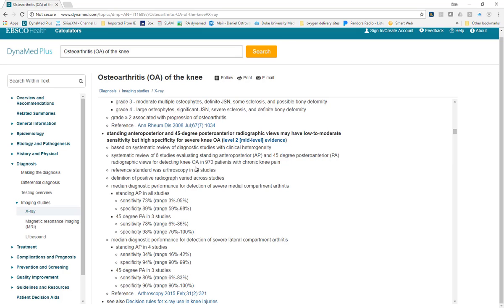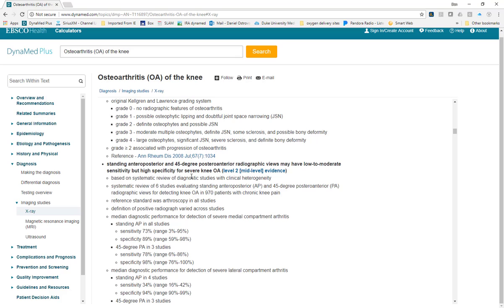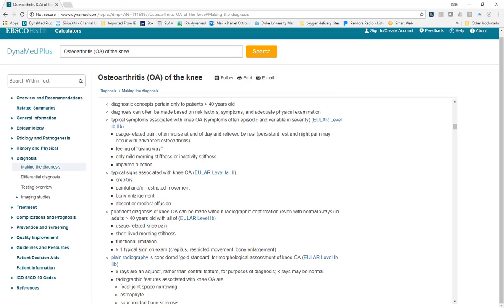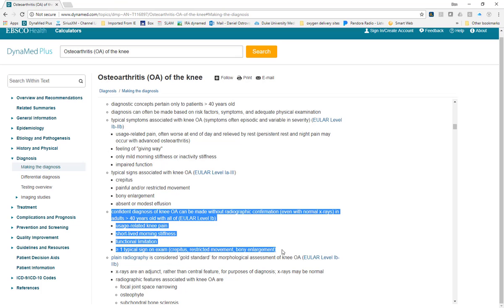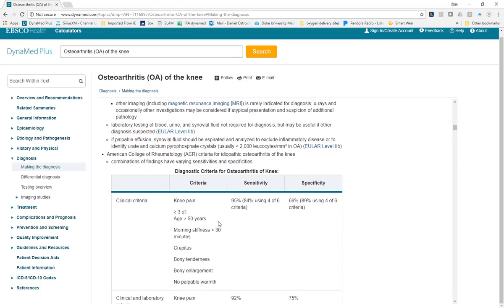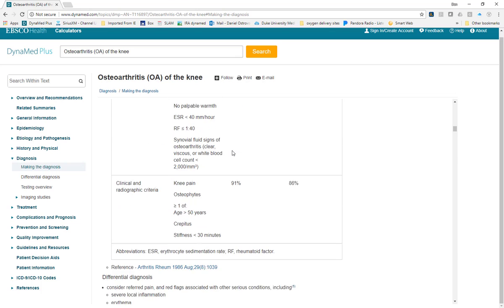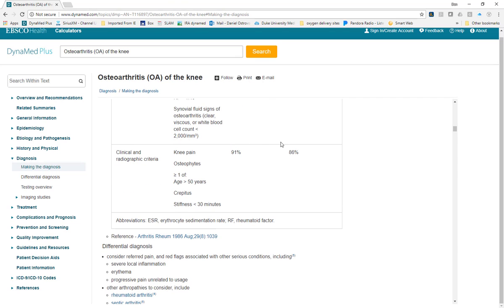And in this patient, with what we just discussed in making the diagnosis, you could be fairly confident, based on just the history that he had taken, that in fact he already has a diagnosis of OA. And again, to give him some help, I scrolled down a little bit, and based on the clinical criteria, we saw that it had a sensitivity of 95% and a specificity of 69%, and x-rays had a sensitivity of 91% and a specificity of 86%, so not all that different.